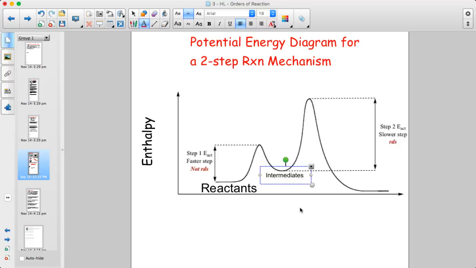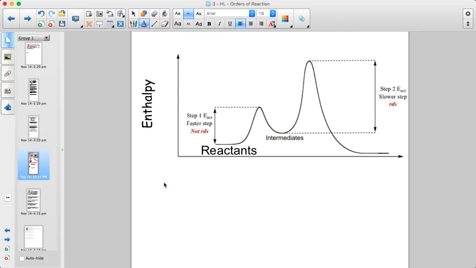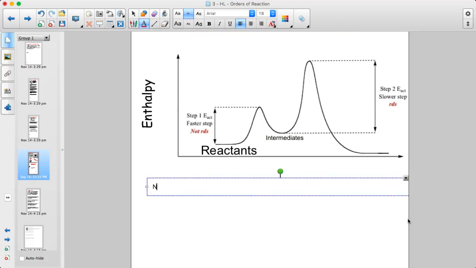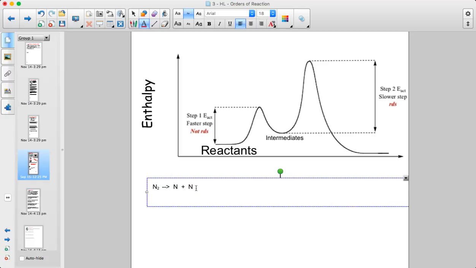So they don't show up in the overall equation, but an intermediate might be something like, in the Haber process, the N2 molecule turning into two different N atoms. So in the overall Haber process equation, there are no single N atoms shown. It's something that happens along the way, but then in the next step, those same nitrogen atoms might get used up to form something else.